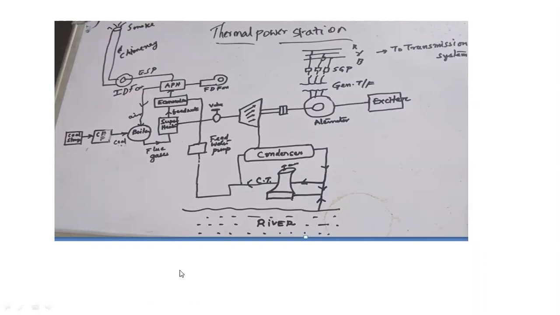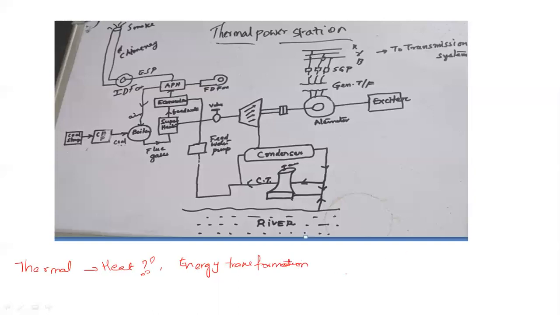What is a thermal power station? Thermal means heat. That means power is produced with the help of heat. How do you get that heat? There is an energy transformation according to Newton's third law. Energy is neither created nor destroyed.